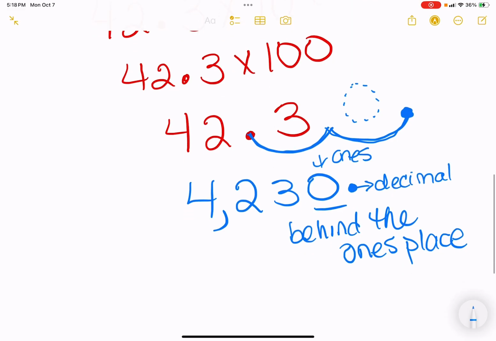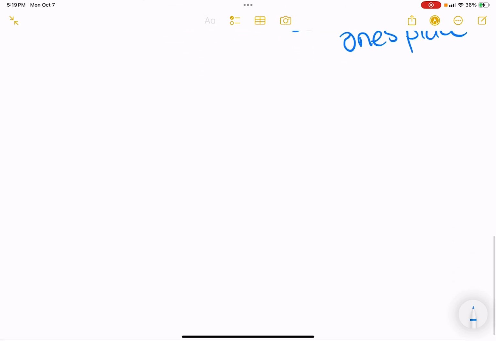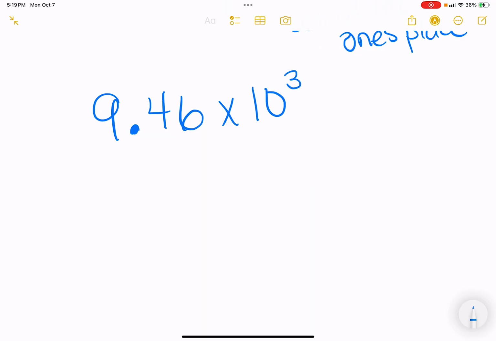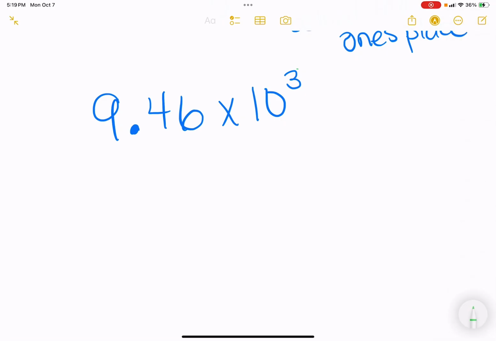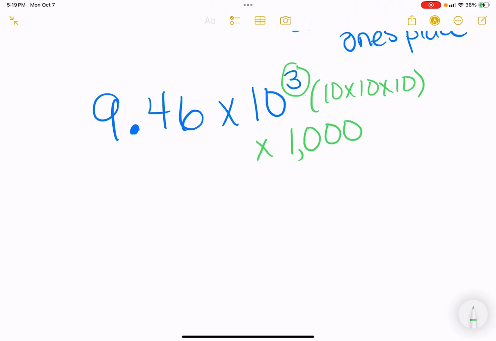So let's do another one. We have 9 and 46 hundredths, and we're going to multiply that by 10 to the power of 3. Again, 10 to the power of 3 means that I'm going to multiply 10 three times, or I'm going to have 1 with 3 zeros behind it. And I'm going to multiply that by 9 and 46 hundredths.